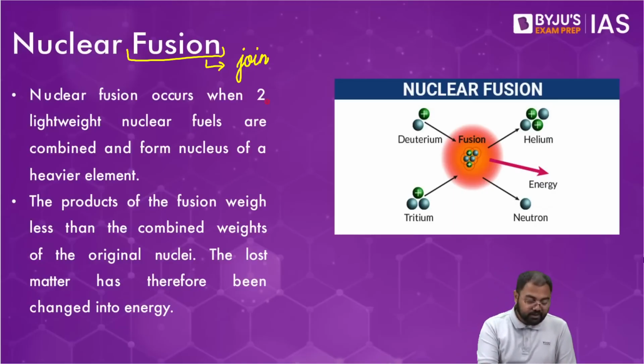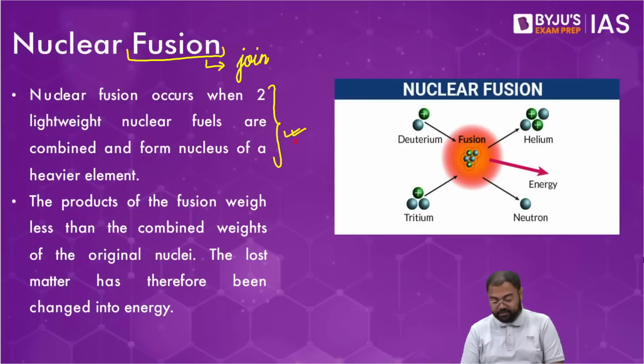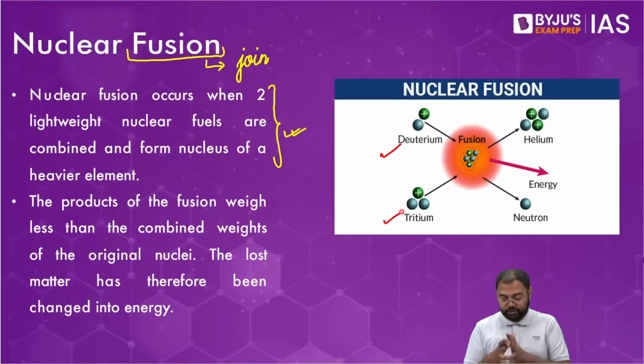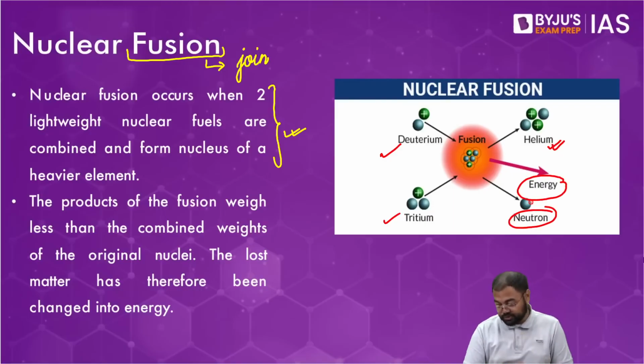So in nuclear fusion, there are two lightweight nuclear fuels that combine to form the nucleus of a heavier element. In this particular scenario, the nuclei of hydrogen will join together. Hydrogen converts into helium by joining, while releasing a lot of energy and neutrons. So this is basically what we see in nuclear fusion.